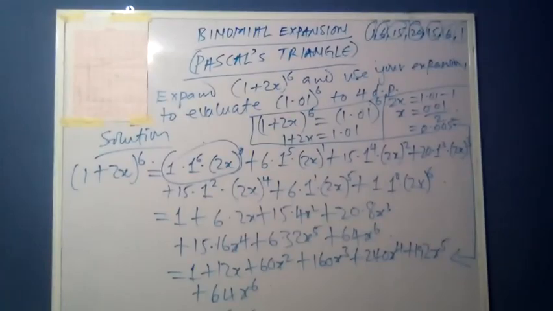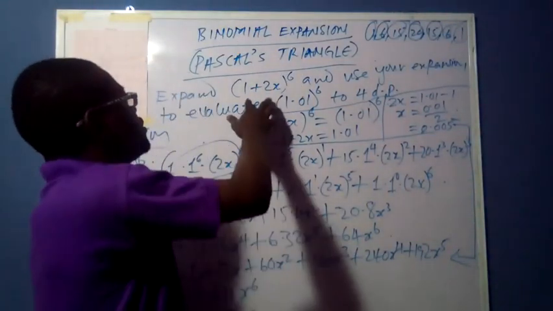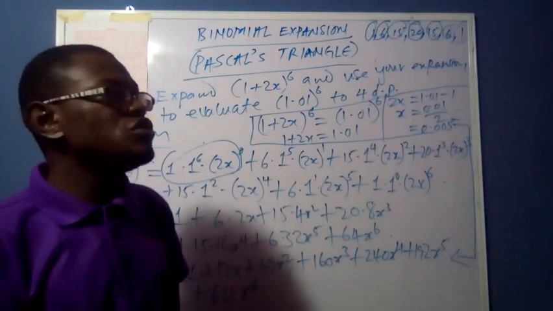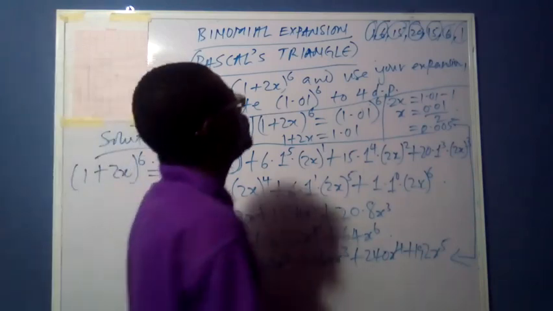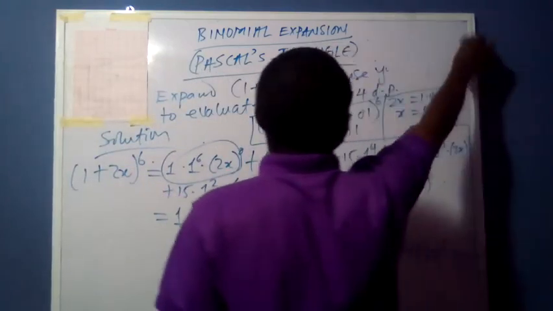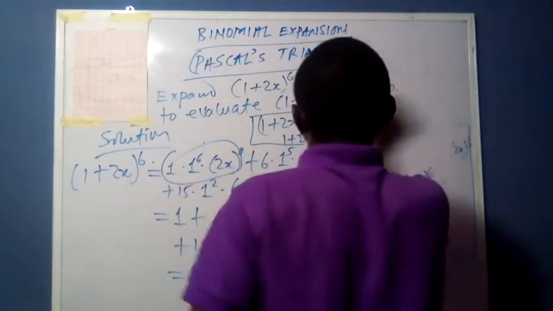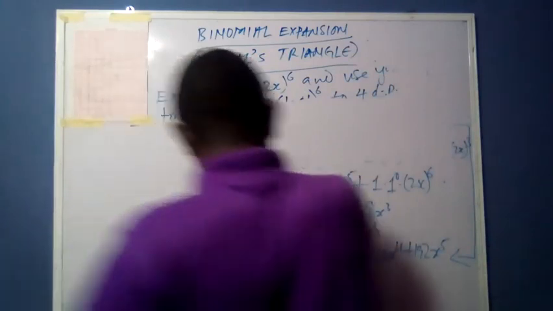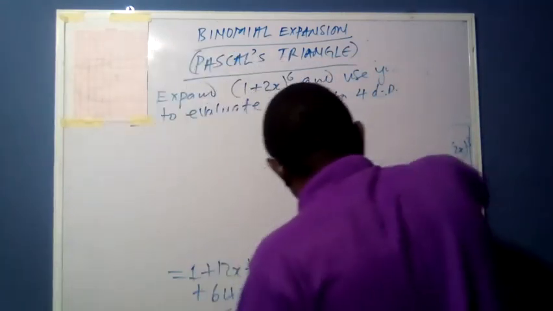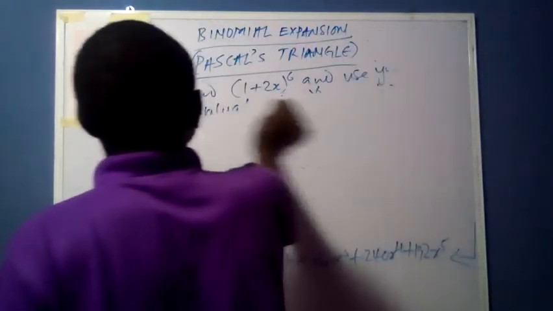Hi, welcome back. Previously we've been able to apply Pascal's triangle to expand this. So how do we use a binomial expansion formula? Let's see how we can evaluate this using the binomial expansion formula. Although, let me clean this answer so that we can compare and see what results we are going to get.